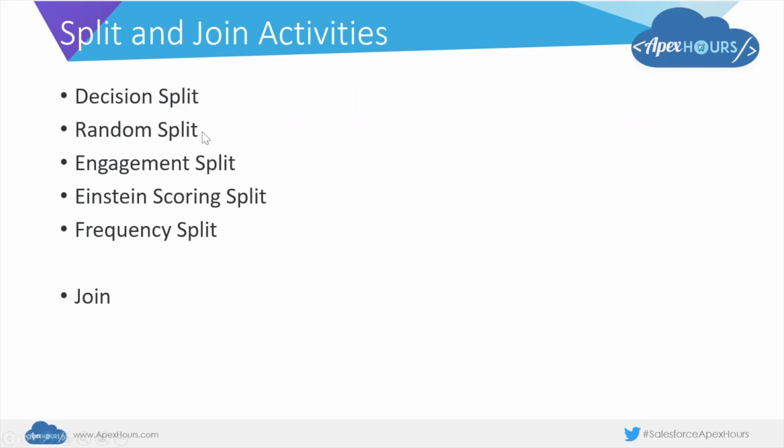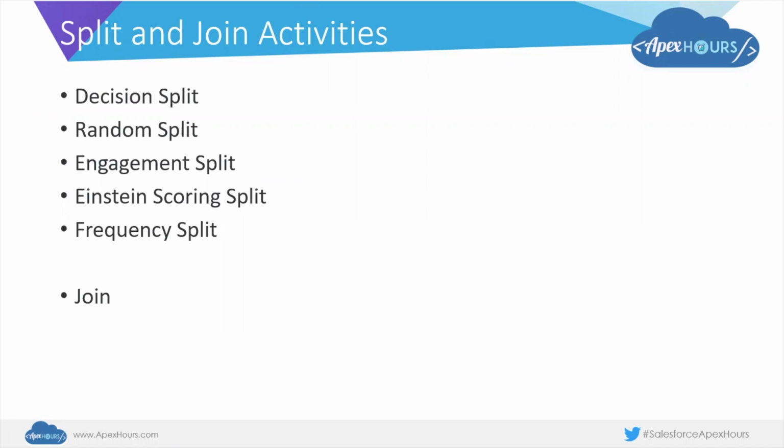The random split is used to divide the contacts in the journey into different random groups. You can set as many as 10 different groups and route the customers through different paths. The engagement split is used to send the contacts through different paths depending on the engagement with the previous communication that you might have sent.